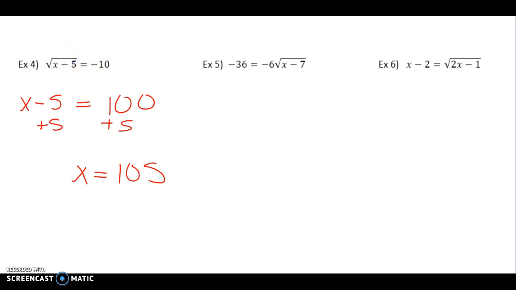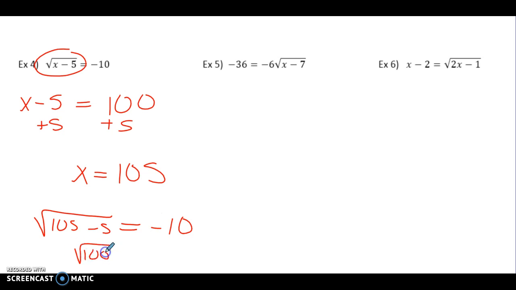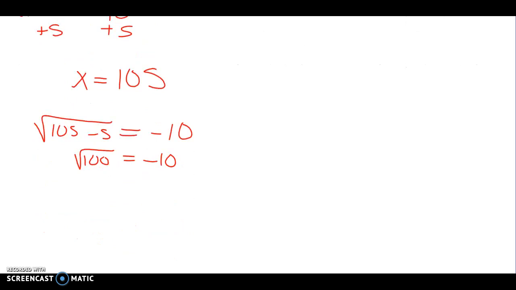The problem occurs when you plug it back in. So we take the square root of 105 minus 5. And what is 105 minus 5? 100. What's the square root of 100? I should say the primary root is 10, not negative 10. So it doesn't work. No solution. You only use the primary root when solving, okay?